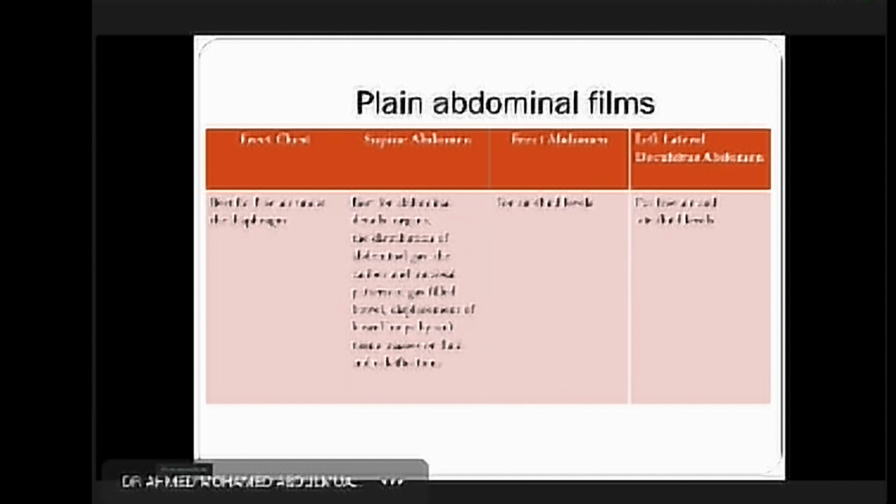What do we mean by left lateral decubitus? Can anyone tell me? Anas, can you tell me what you mean by left lateral decubitus abdomen? Yes, when the patient is lying on the side. Which side down? Left side down. Why left side down? Why didn't I ask for right lateral decubitus? Why left lateral decubitus abdomen?